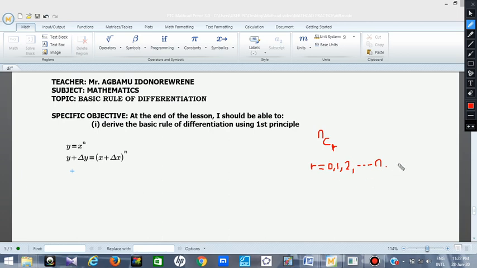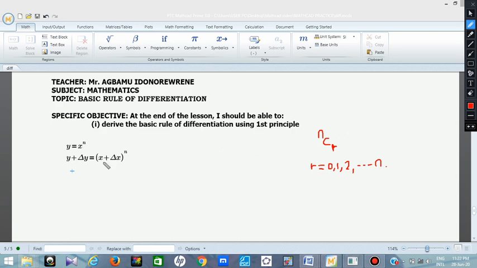So if you are starting the expansion, you start with n combination 0. You keep going till you get to n combination n. That is where you stop. So if n were 2, for example, it will be 2 combination 0, then the next term will be 2 combination 1, then until you get to 2 combination 2, that is when you stop. So that is binomial expansion. You will understand it when we get to the topic of binomial expansion. But for now, let's use the knowledge in the basic rule of differentiation.